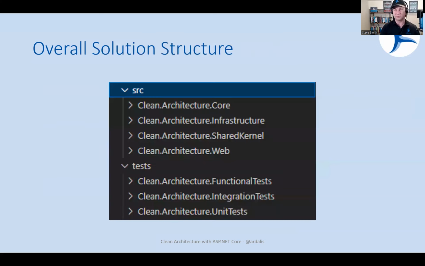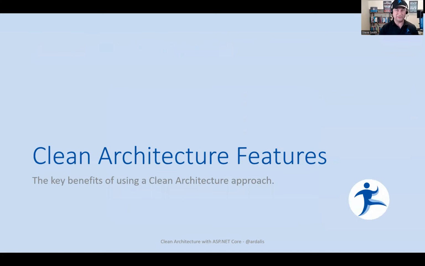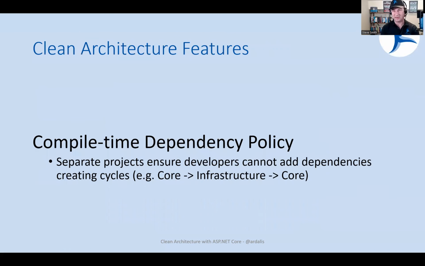All right, so when you're done, your overall solution might look like this. Again, that shared kernel project should probably be pulled out and made a NuGet package if you want to use it at all. Otherwise, just take those types and throw them into core and be done. And that's it. So you end up with pretty much three real projects that you're going to use, plus the tests.